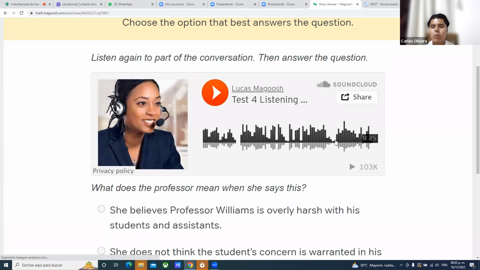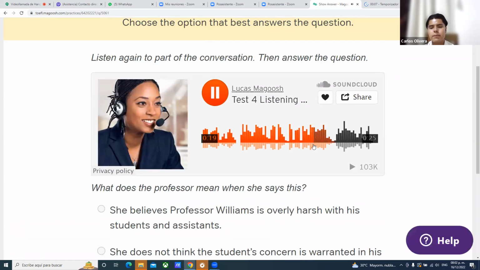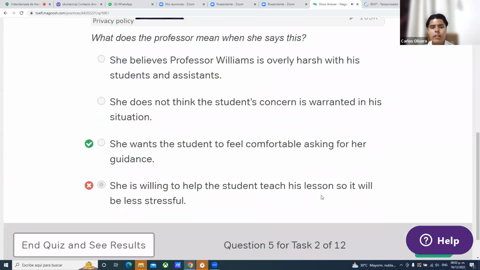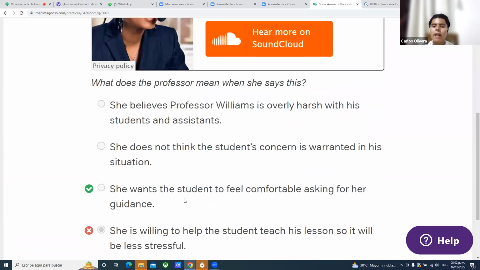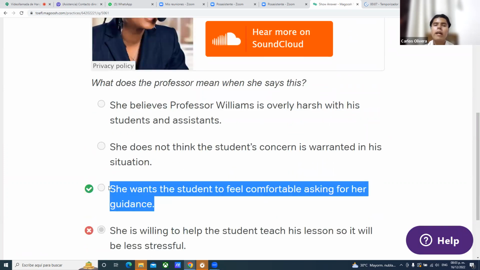And the last one, when she says this. What does the professor mean when she says this? Oh, don't sweat it. In this case, she wants the student to feel comfortable asking for guidance, right? And you know this because at this point, he was asking if he could get advice from her, right? So she said, no, don't worry, that's normal. She wants him to feel comfortable asking for guidance, because that's normal. It happened to me as well. I remember how stressful it can be when you are about to teach your first class. Don't sweat it, right? Feel comfortable asking about this particular matter because I know what it is, right? So that's the correct answer.